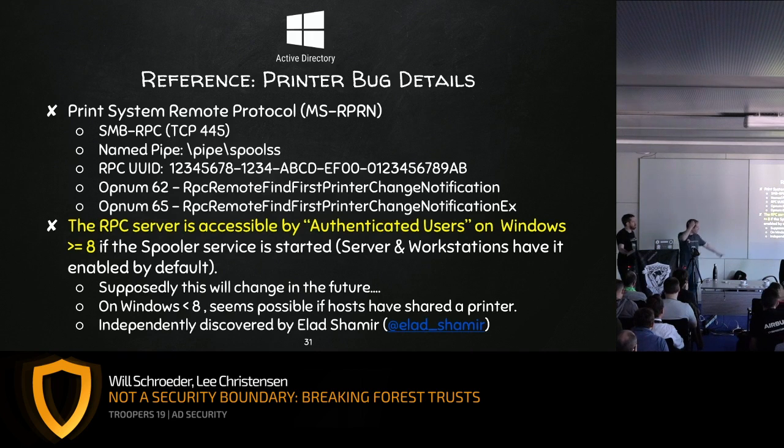Likewise, this is very important to note: the RPC server is accessible by authenticated users on Windows greater than 8. So remember when I mentioned that very specific thing between forests, when you get that referral, you have authenticated users in your SID. So this means that anyone in Forest A can trigger the printer callback coerced authentication bug in Forest B.